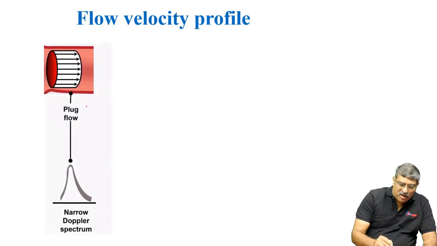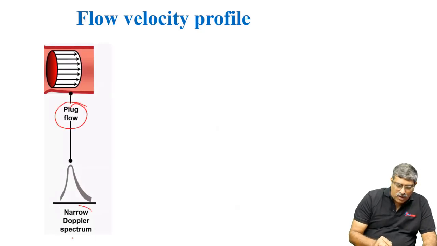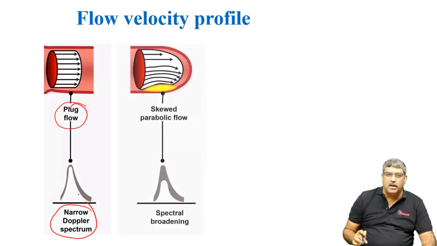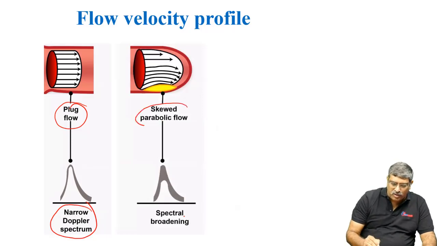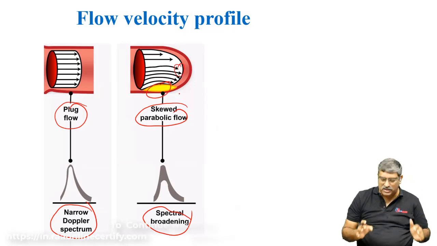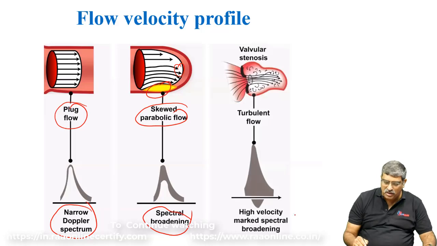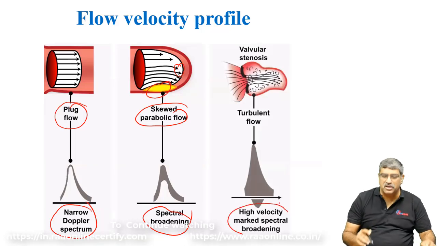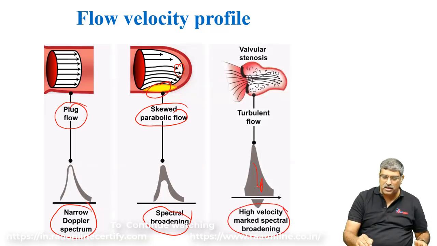So in plug flow you have a narrow Doppler spectrum. In parabolic flow you get slight spectral broadening. Axial center will be maximum and there will be less velocity at the sides. And in turbulent flow you have high velocity with marked spectral broadening.